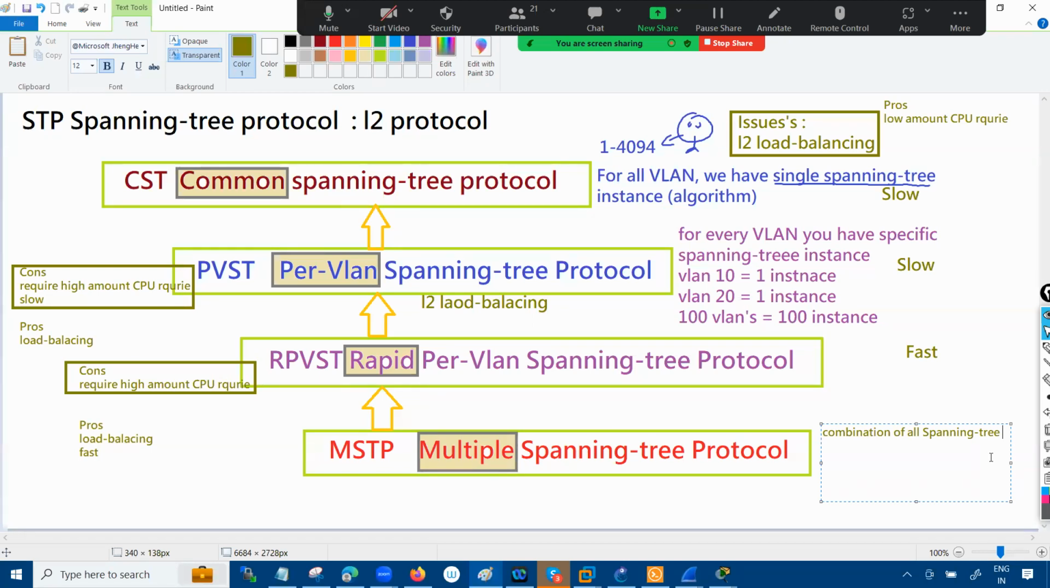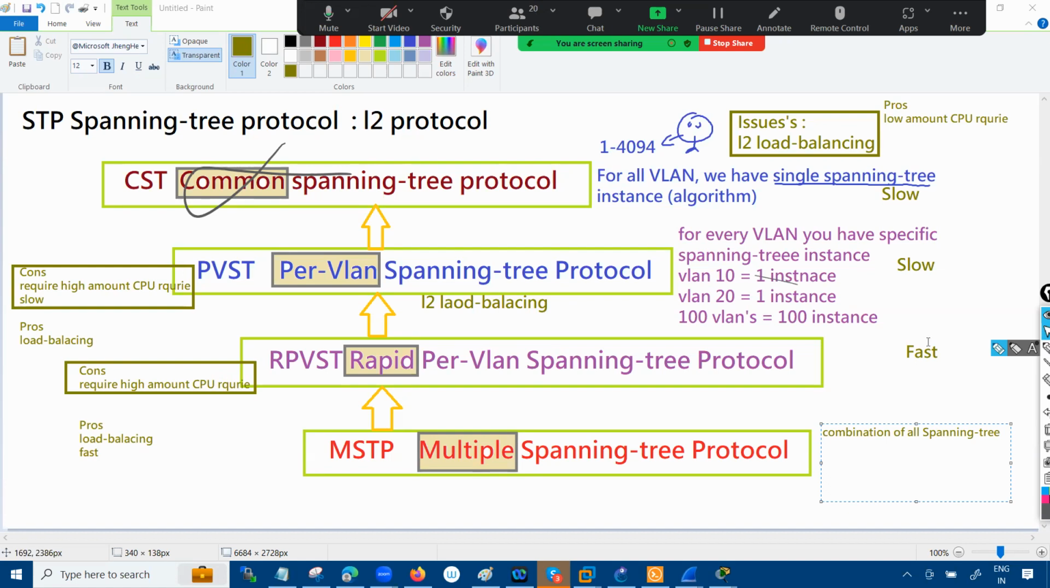So these things are very important from the interview perspective or the design perspective. Based on that, you can select which protocol is good for your network. For example, if your switches do not have a high amount of CPU, first of all, I'll let you know, you cannot run the CST nowadays. It's not possible. Either you can go with the PVST, RPVST, or MSTP. You cannot go with the CST. So if you have a very low amount of CPU, you can go with the MSTP protocol.